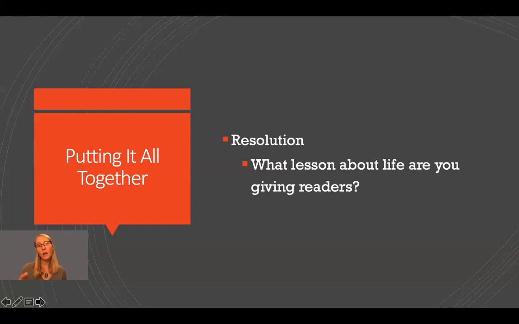But regardless of how you choose to end your story, something that you'll want to think about is, what lesson about life are you giving readers as they've spent time with your characters in this world and witnessing what's been happening to these people and how they're responding to it? What do your readers walk away with? And that's something important to think about as you're crafting the story.